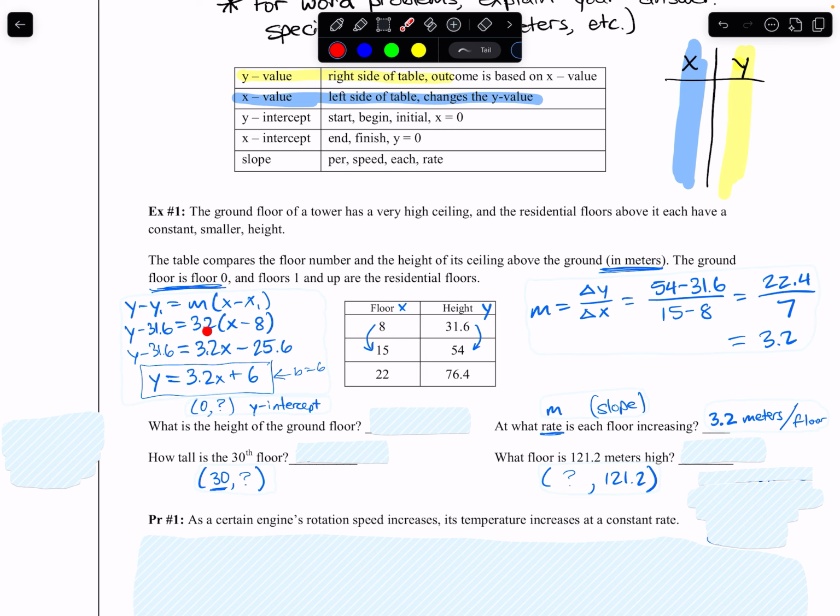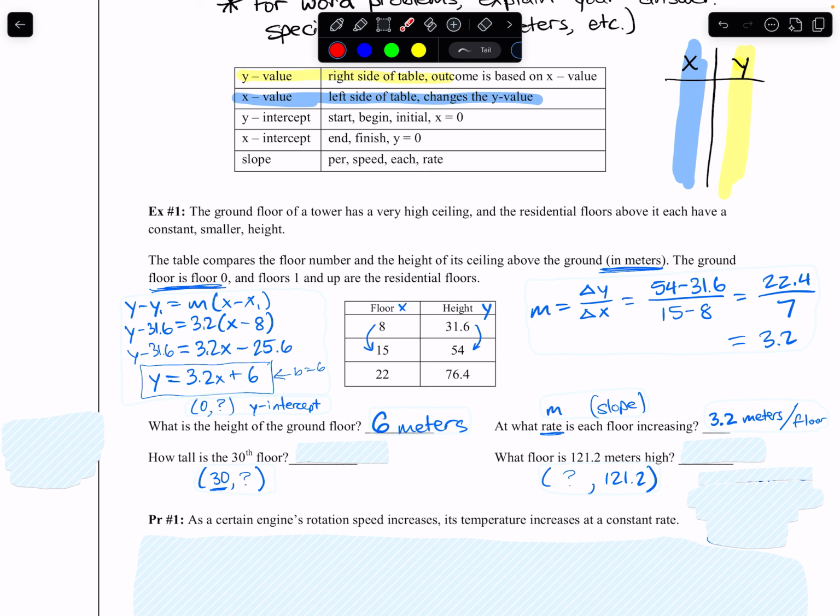And then if I go ahead and distribute that 3.2 and then add 31.6 to both sides, I will end up with an equation in slope-intercept form. So this is y equals mx plus b form. I can pick out my b value or my y-intercept very quickly this way. My y-intercept is b. It's going to be 6 meters.